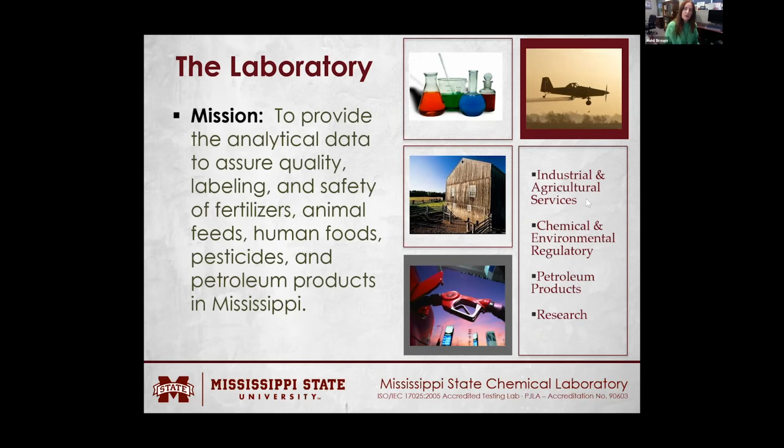We have 4 divisions within our laboratory: our Industrial and Agricultural Services Lab, which is essentially our fee-for-service lab. So we can offer our analytical capabilities to do a variety of different types of testing for researchers or for producers or for people in the community. And then we have our regulatory division, our petroleum products division, and a research division.